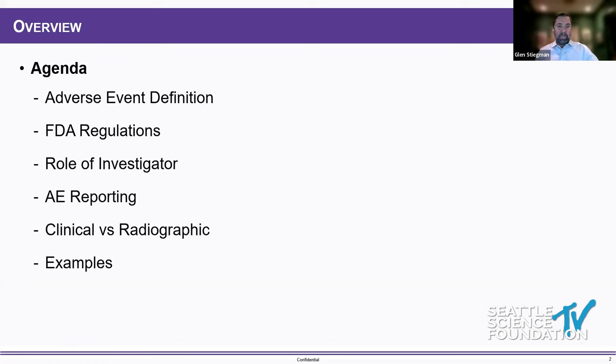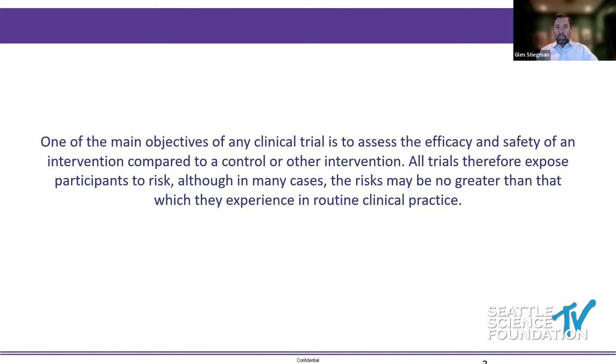The main objective of any clinical trial is to assess the efficacy and safety of the intervention or device compared to a control of some sort. That's what the FDA likes to see. But when doing that, you expose the patient to some level of risk. To get an IDE approved, you've already shown that some level of safety exists for that product through animal data, wear data, benchtop data, biocompatibility data, and so on.